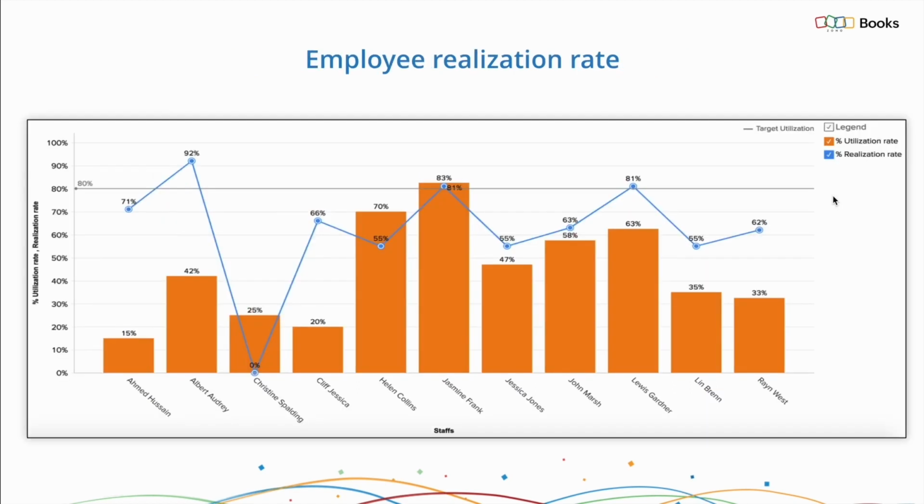Employee realization rate is similar to the employee utilization metric we saw earlier, but this metric can tell me how well my company is equipped to translate my logged hours into revenue. So if there's a difference between the utilization rate and the realization rate, it could mean that my employee is spending too much time on non-billable hours.